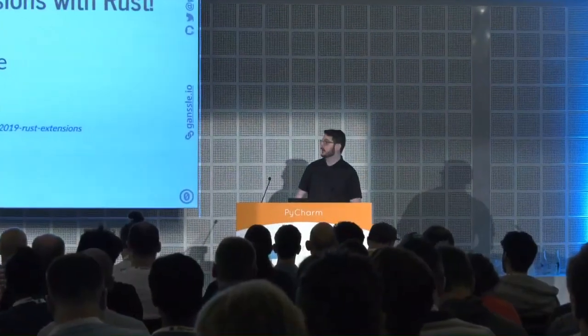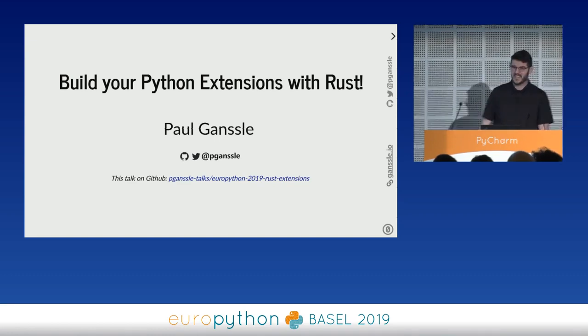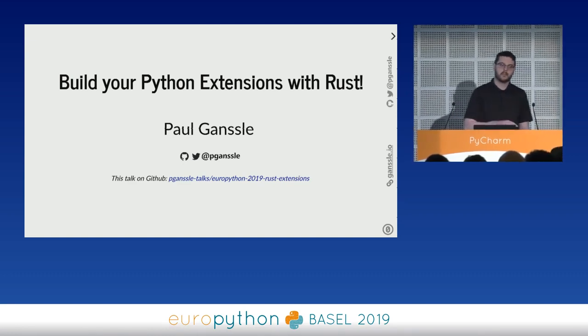All right, so today I'm going to be talking about building Python extensions with Rust. This talk came about because I wanted to write a backend for dateutil and found that there were a bunch of different options available, and I wasn't really sure exactly which ones to choose and how they worked.